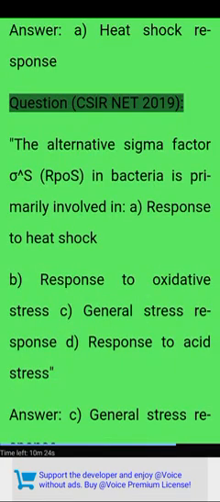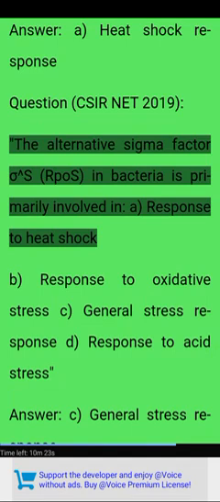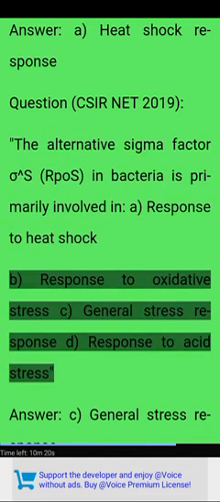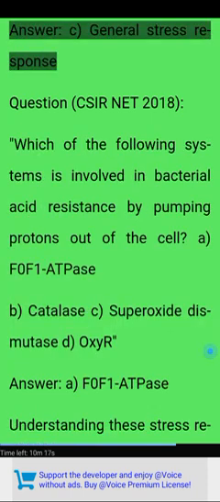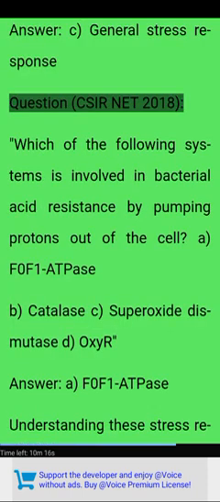Question, CSIR NET 2019. The alternative sigma factor sigma S, RpoS, in bacteria is primarily involved in: A. Response to heat shock. B. Response to oxidative stress. C. General stress response. D. Response to acid stress. Answer: C, general stress response.